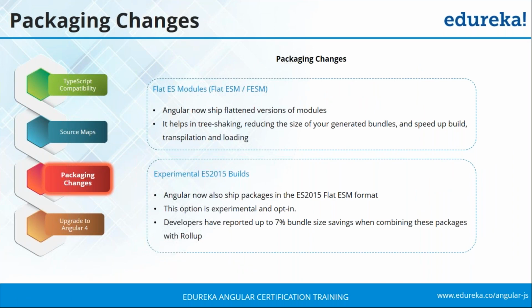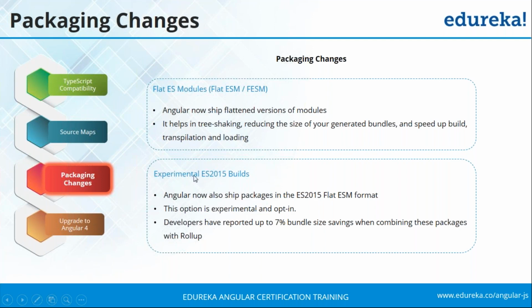They now ship a flattened version of our modules. This format should help tree shaking, and it helps in reducing the size of your generated bundles and speeds up your build, transpilation, and loading in the browser in certain scenarios. So as we just talked about tree shaking, this is basically for helping your tree shaking, so that you don't have to create a large size of bundle when you can create a smaller size of bundles, so that you can easily speed up your build process, transpilation process, and it would be easier for your client to load it inside the browser.